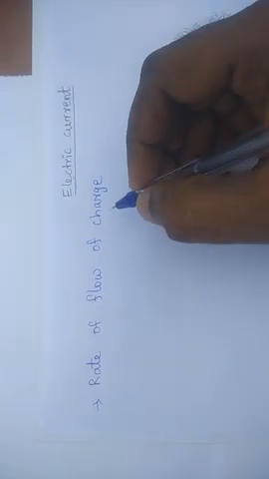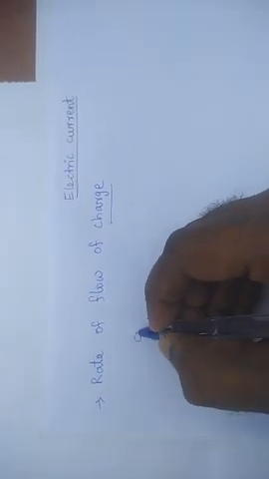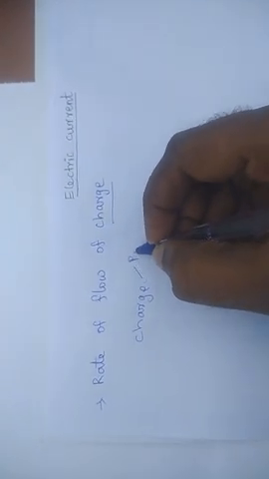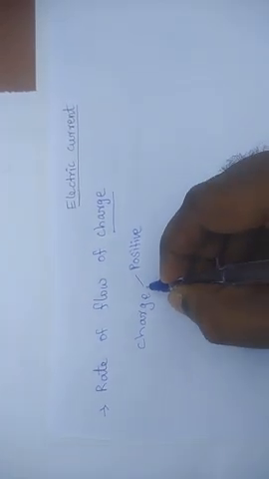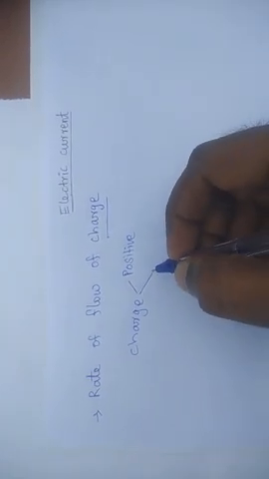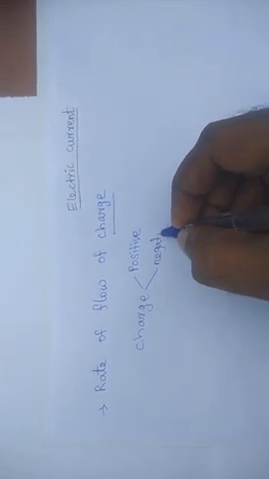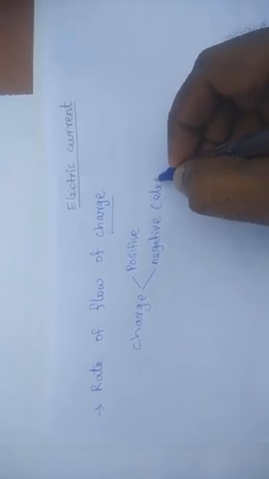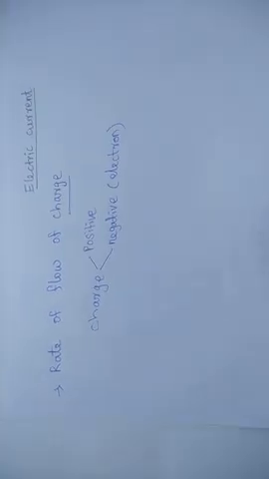Let us see what is charge. We are all familiar with charge. Charges are of two types, positive and negative charges. We know the properties of charges: like charges repel and unlike charges attract. In this session, the negative charge represents the electron. Generally the negative charge is called an electron.